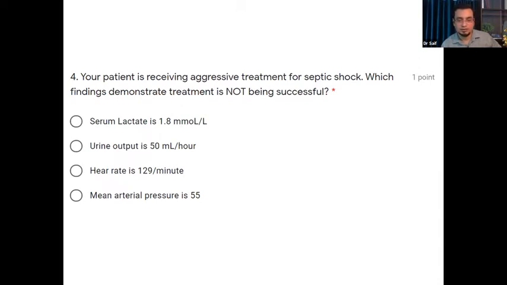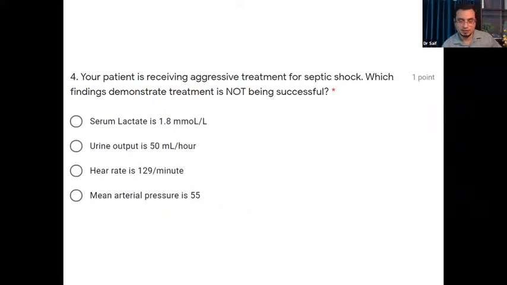Lactate less than 2 is good. Urine output is good because more than 30 ml per hour is okay. Heart rate is 129 per minute, that is tachycardia, but that is not the criteria to say that the patient is responding or not responding. The heart rate is a very insensitive thing. So the answer over here is the mean arterial pressure. The mean arterial pressure should be more than 65 millimeter of mercury.